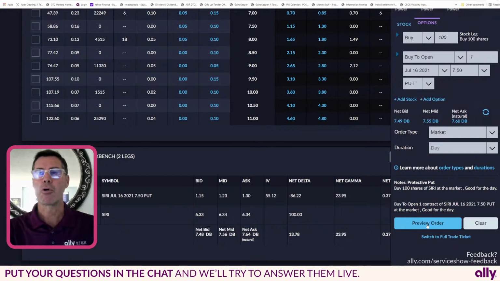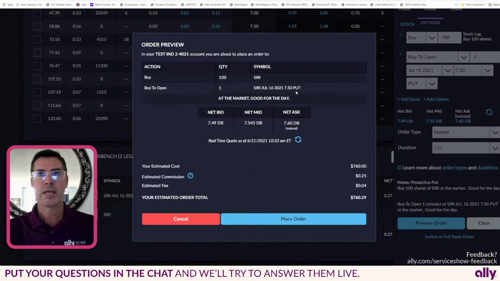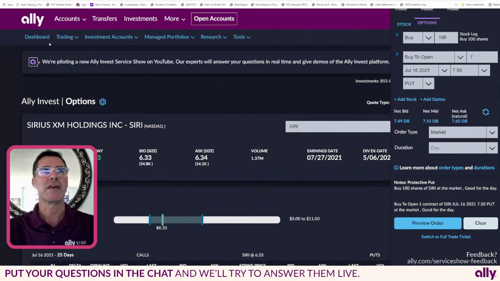Going to preview that order. And you'll see here we're buying 100 shares and buying a 750 put. Again, this will be a debit. We're paying for both, here's that term again, legs. We're paying for both legs of the trade. I'm going to cancel out here and bring us back to the dashboard.